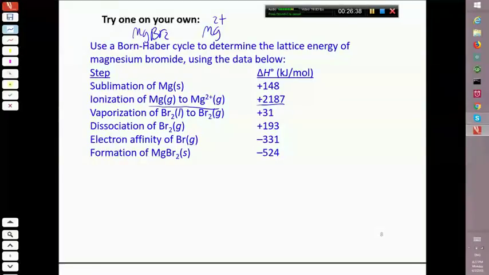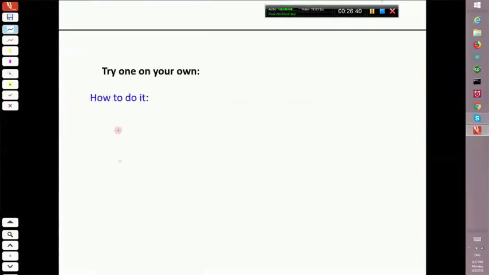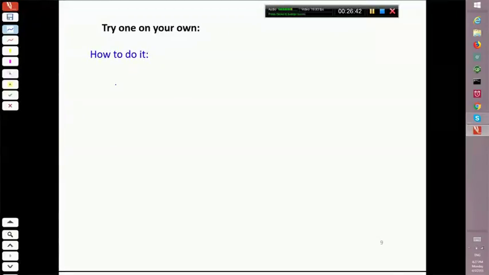All right, so these are the numbers. Let's put it all together into a Born-Haber cycle. This one I'm going to try to draw by hand, so it'll probably be a mild disaster. Okay, so at the bottom of our cycle we have MgBr2, which is our solid ionic compound.